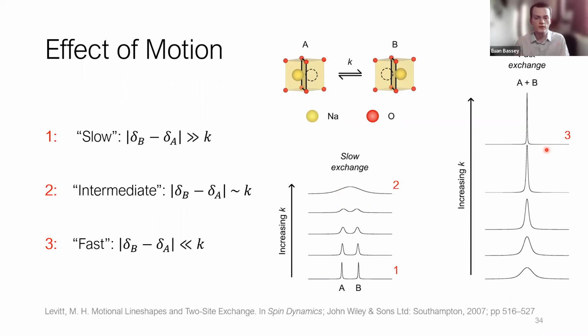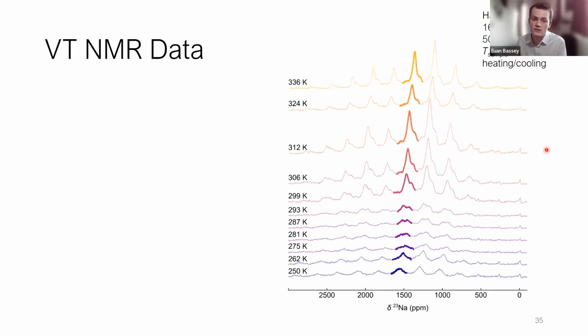So the main question I wanted to ask myself is this: is this what I'm seeing in my NMR data? Is this why the shifts that I've calculated don't quite match up? And the answer seems to be yes. So this is a whole bunch of VT NMR data that I've acquired. I've got stacks and stacks more, but this is the stuff that I wanted to show to everyone today. And I'm just going to walk you through it.